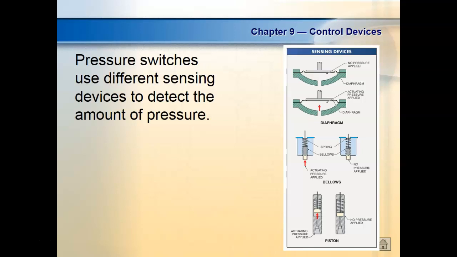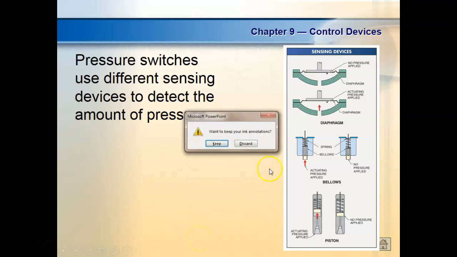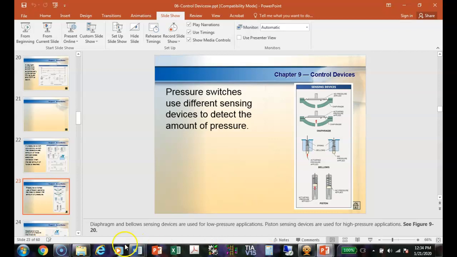Now, normally, we have a physical sensor that actually detects the physical quantity, and then we use something else to trigger the electronics or the electrical. This is a diaphragm sensor.